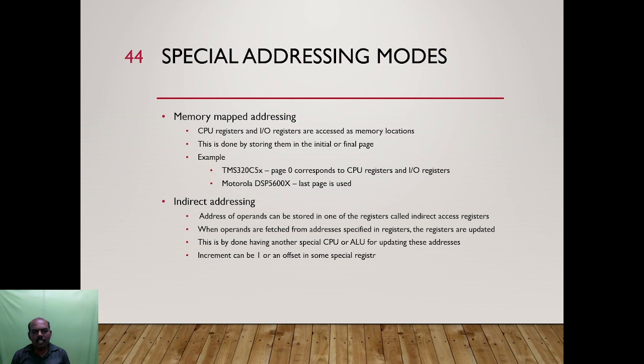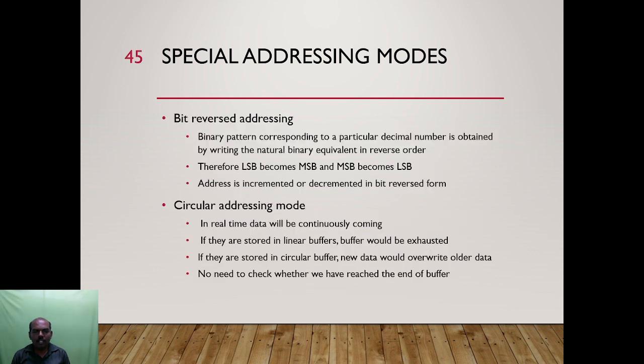Indirect addressing. Address of operands can be stored in one of the registers called indirect address register. When operands are fetched from addresses specified in registers, the registers are updated. This is done by having another special CPU or ALU for updating these addresses. Increment can be one or an offset in some special register.